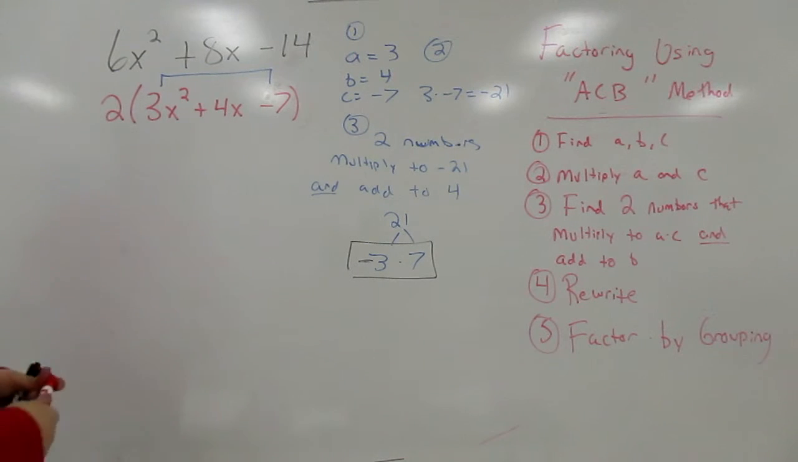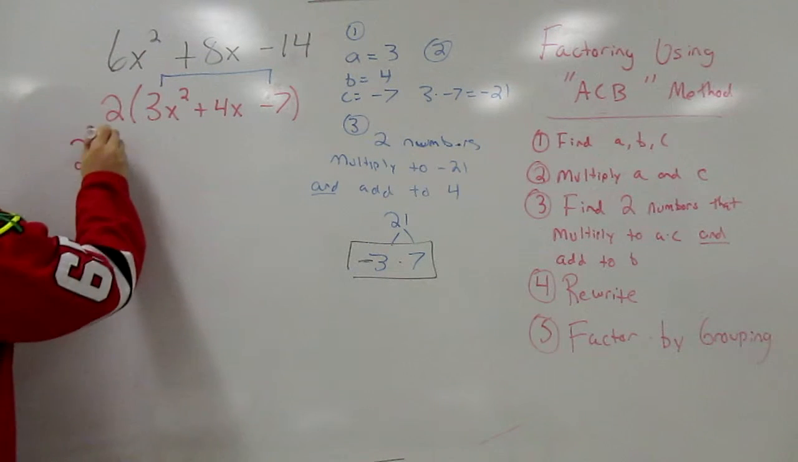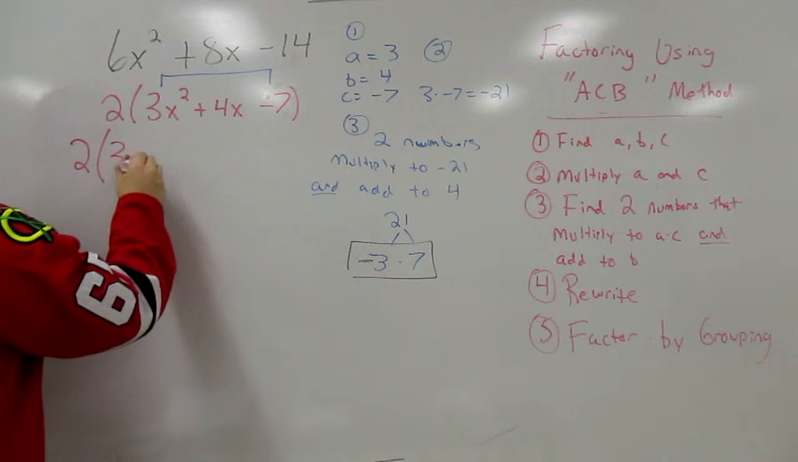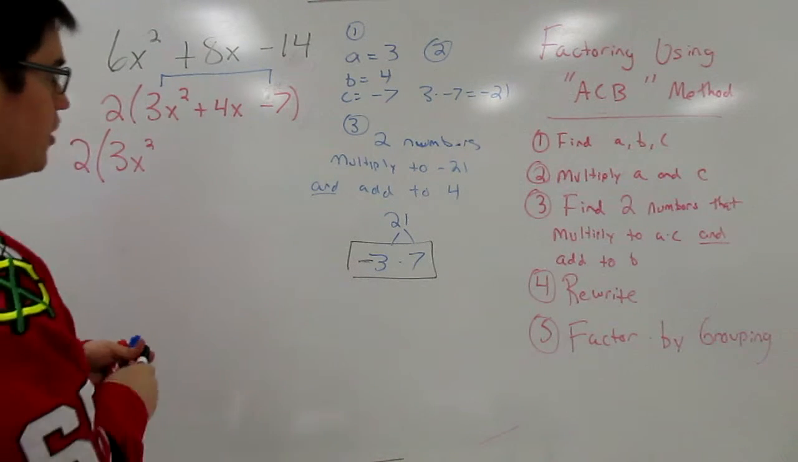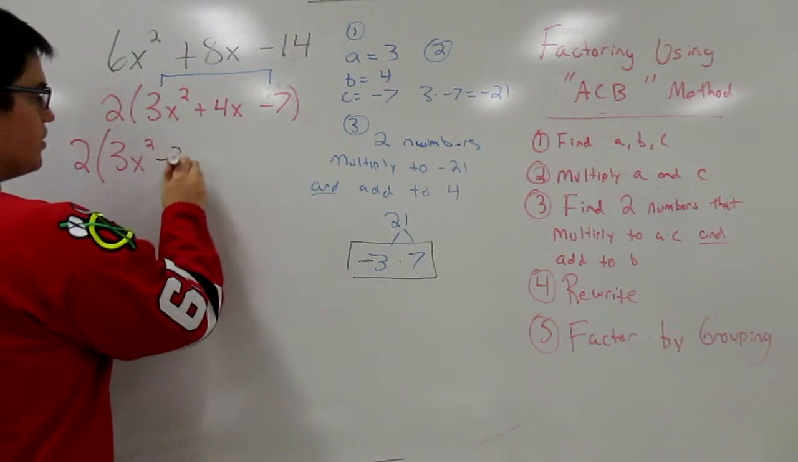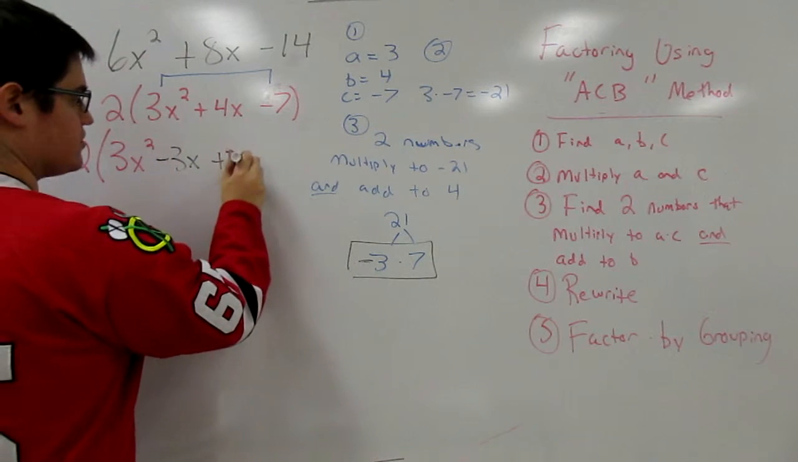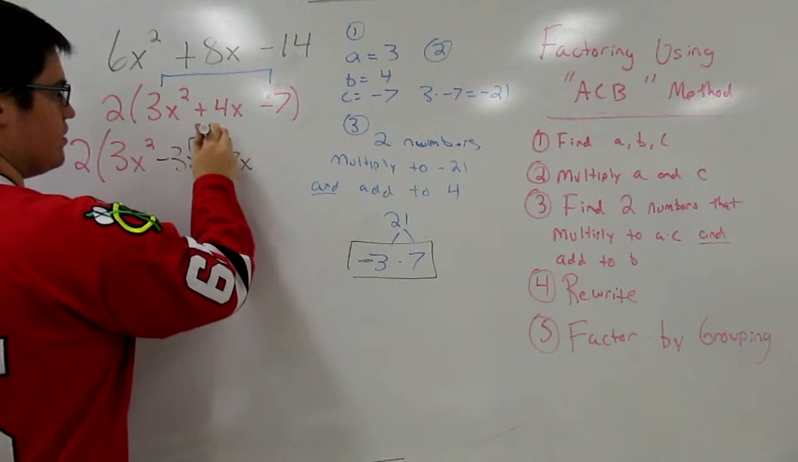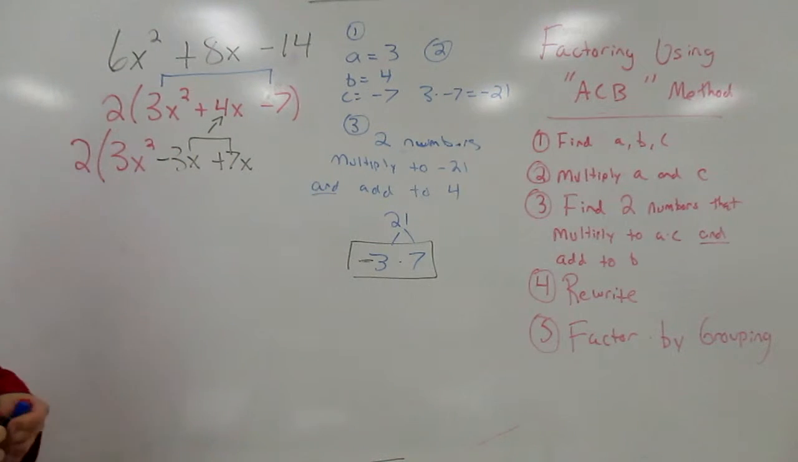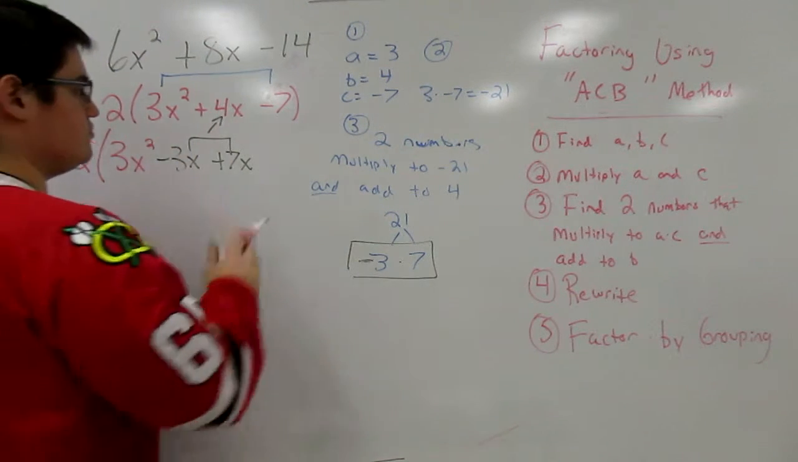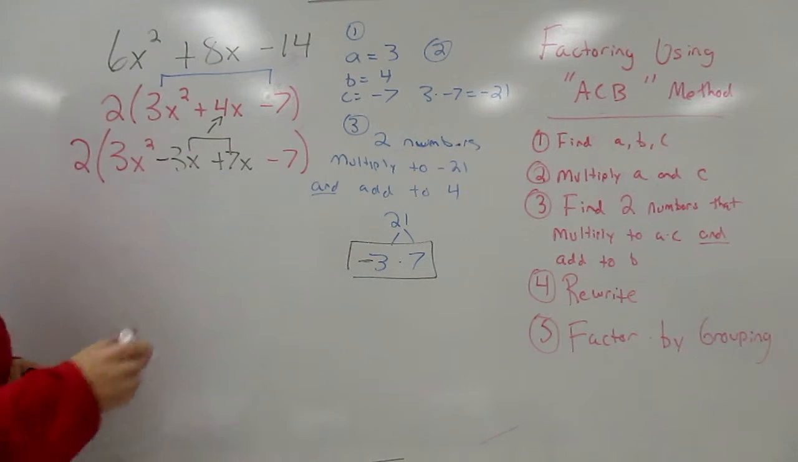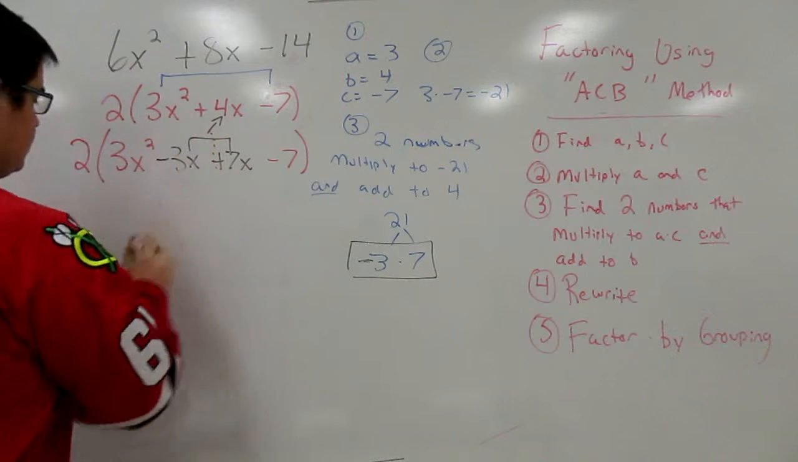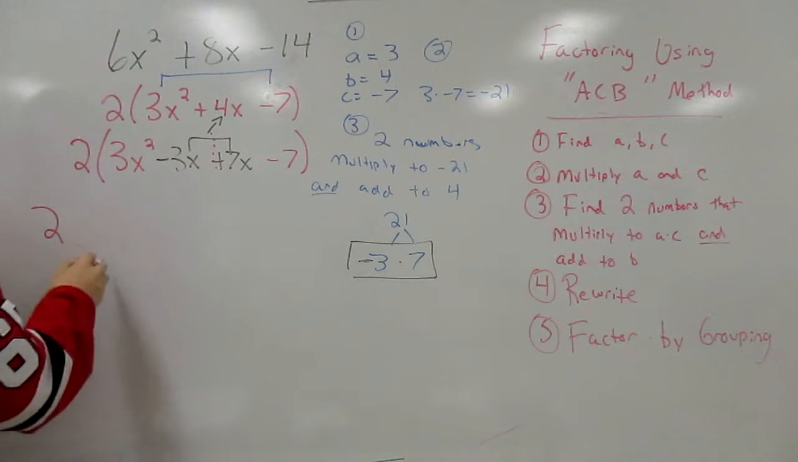So now I'll rewrite this. And remember, 2 is just hanging out up front. So 3x squared. And instead of 4x, I'm now going to break it apart into minus 3x plus 7x. And this equaled 4x. Minus 7. Now you can do factor by grouping. So we're going to keep the 2 way out here.